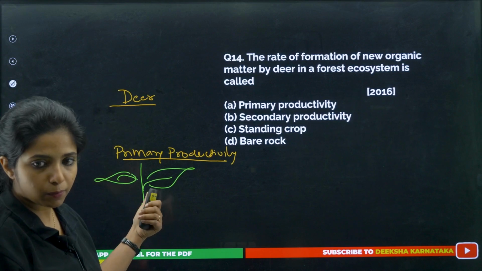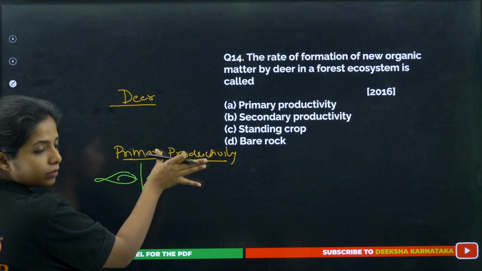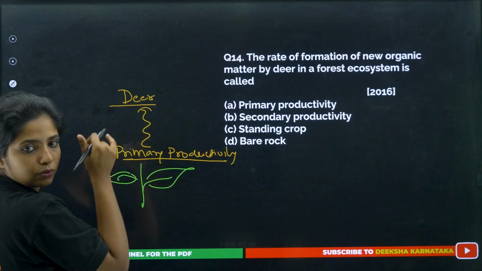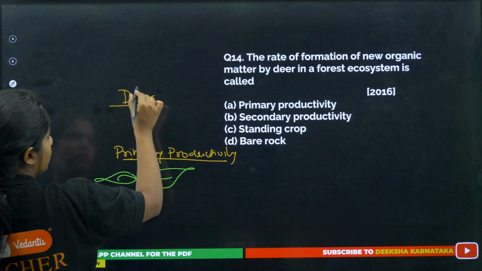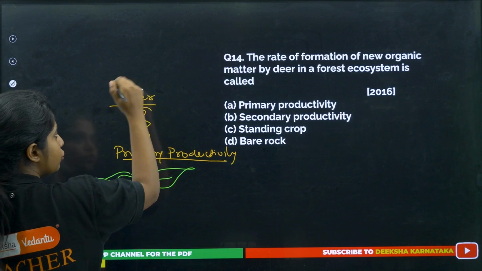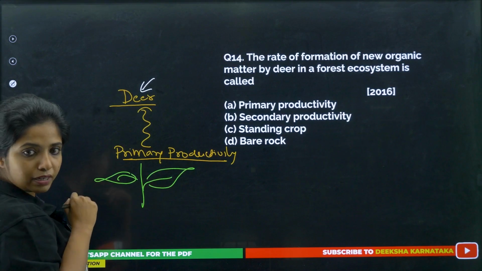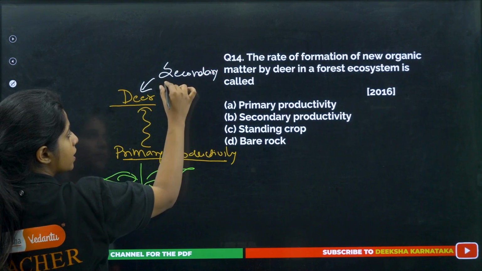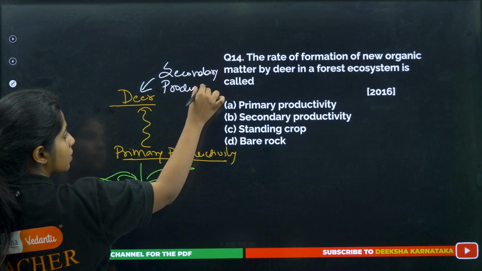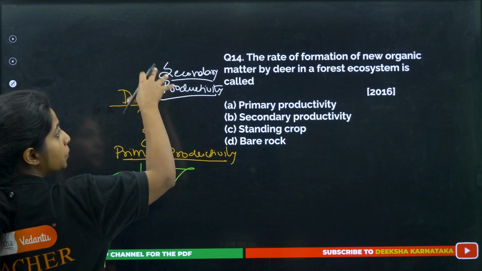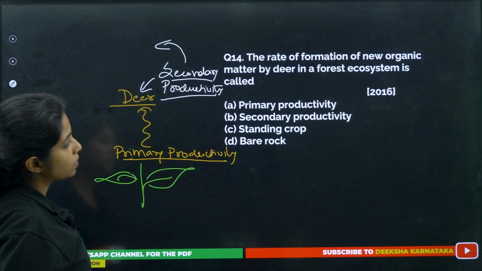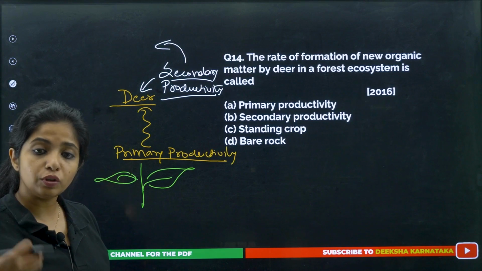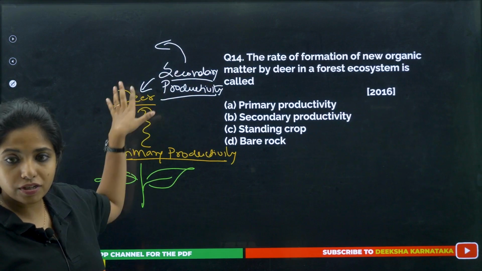You know NPP, net primary productivity, that is the amount that is being produced. Now when the deer has whatever content is given to this guy from the plants, it will also use some amount for itself, and then whatever is going to be produced from this guy will be known as secondary productivity. With the help of secondary productivity only, it will be producing some organic matter for the next organism that is going to feed on the deer, my dear children. So the rate of formation of new organic matter by deer in a forest ecosystem is known as what?